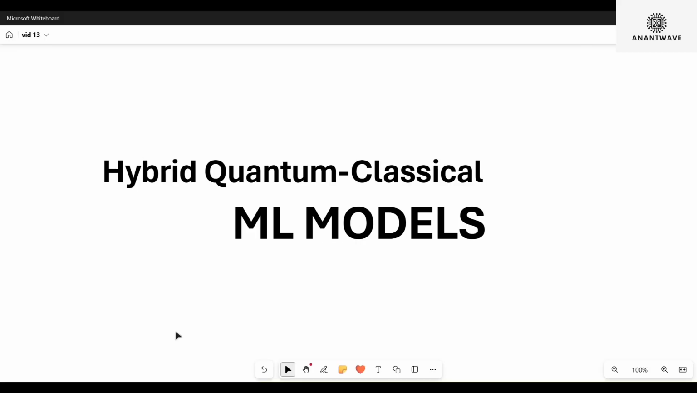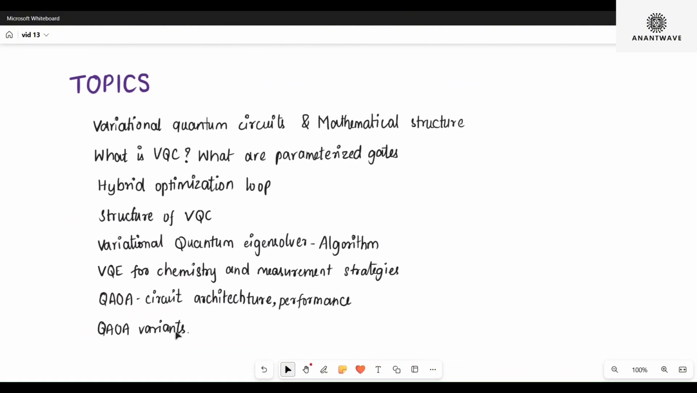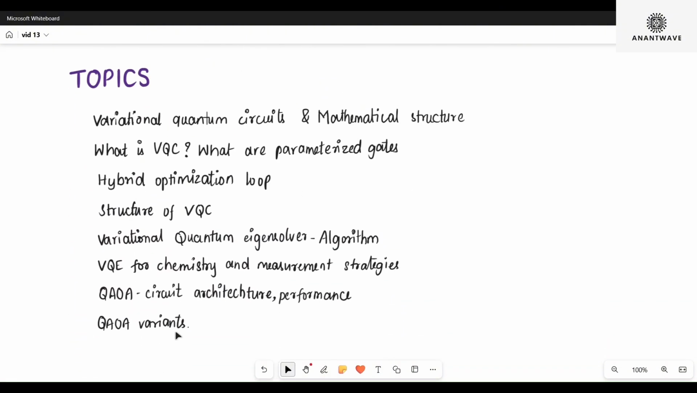Welcome to this session on hybrid quantum classical machine learning models, a cutting edge area where quantum computing meets real world problem solving. We'll begin by exploring variational quantum circuits, the backbone of many quantum algorithms today. Next, we'll break down what is VQC and what are parameterized gates. Then comes the hybrid optimization loop. We'll also look at the circuit structure of VQC.